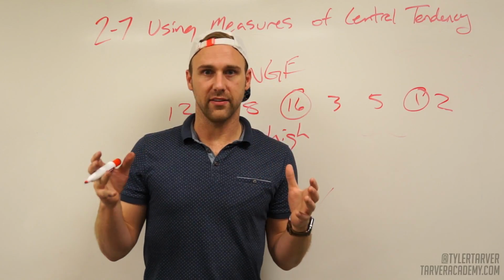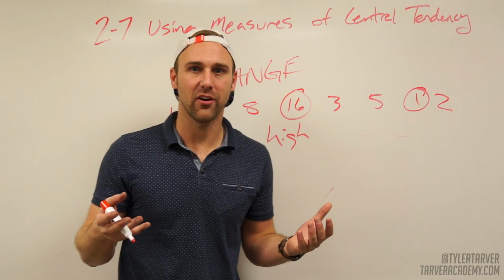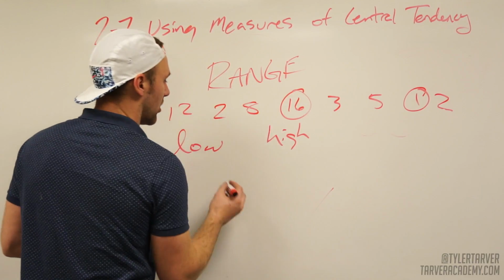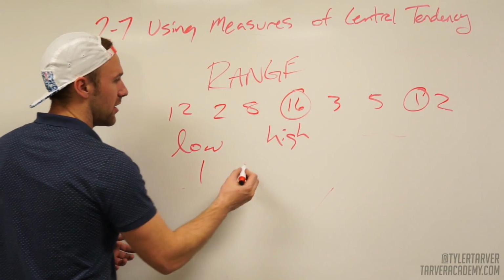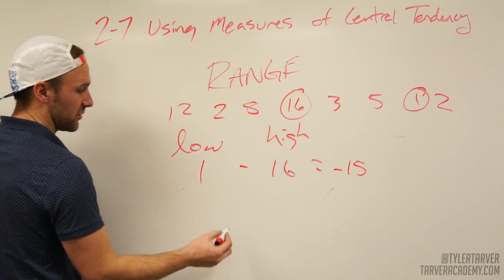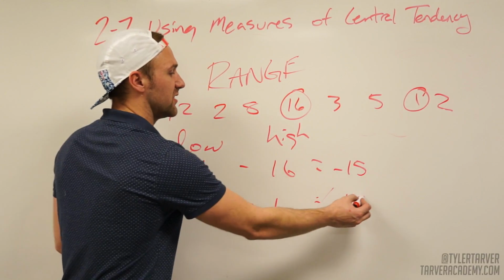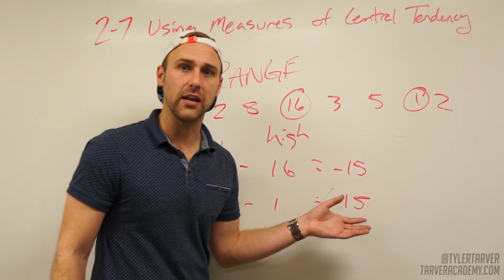You can subtract them. And you're thinking, well, which one do I put first? It doesn't matter. And I'll show you why. So lowest first, we do 1 minus 16 equals negative 15. And then you can switch them. Say, okay, 16 minus 1 is 15. Well, which one is it, Tyler? Is the range negative 15 or 15?